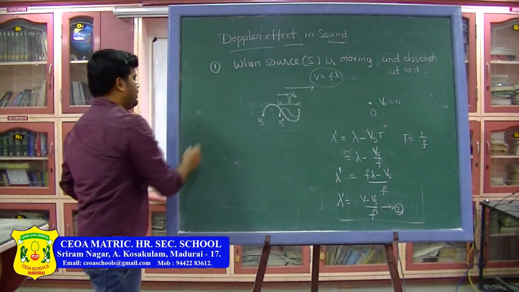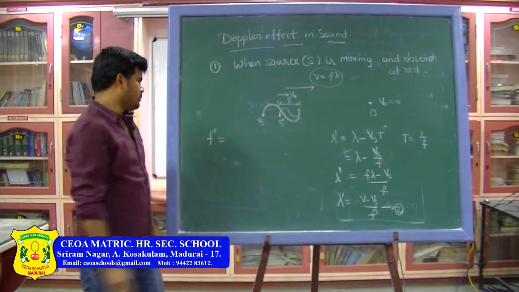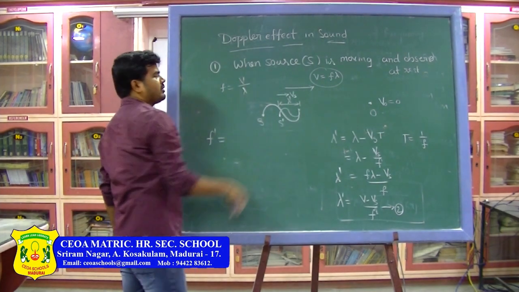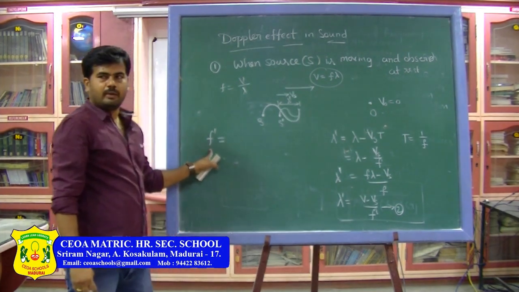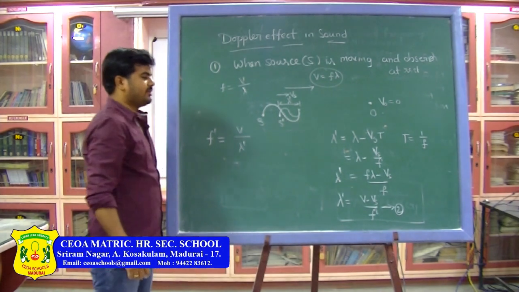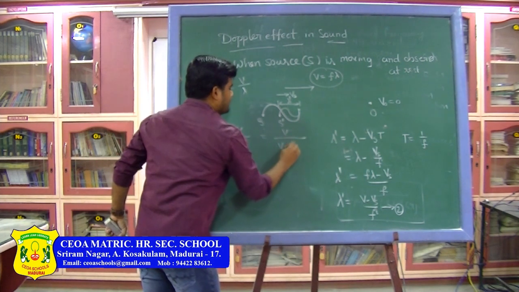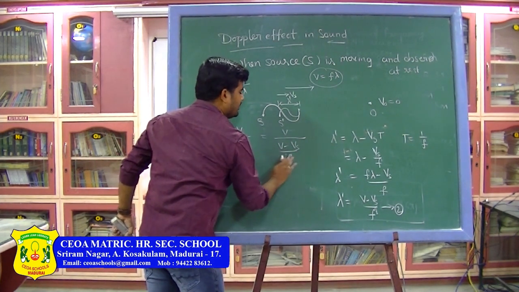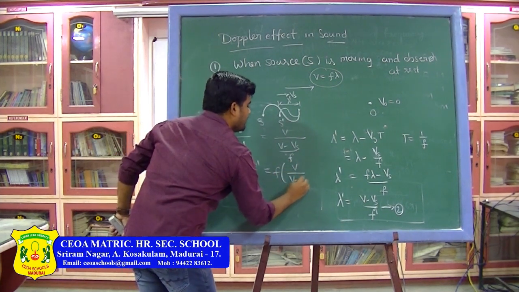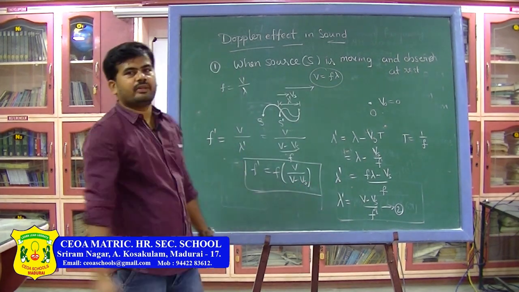So if f dash is the apparent frequency, we know the formula: frequency is equal to velocity divided by wavelength, f = v by lambda. So f dash is equal to the speed of sound divided by the apparent wavelength lambda dash. Using equation 2, I get v divided by (v minus vs) divided by lambda f, which implies f dash is equal to f into v by (v minus vs). So this is the apparent frequency when the source is moving towards the observer.